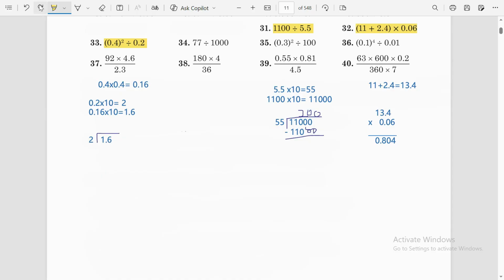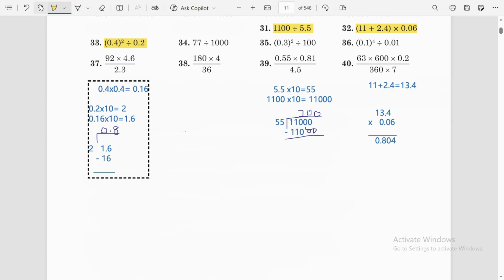So 1.6 divided by 2, we'll put a 0 because 1 is a smaller digit than 2, and then comes the decimal, and then we have 16. So 2 8s are 16, and decimal is already there. So 0.8 is the answer. Question number 34, 77 divided by 1000.